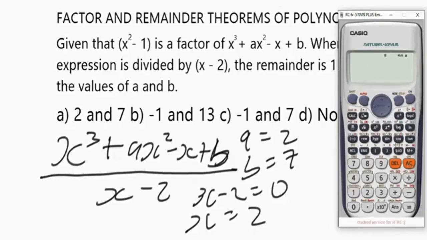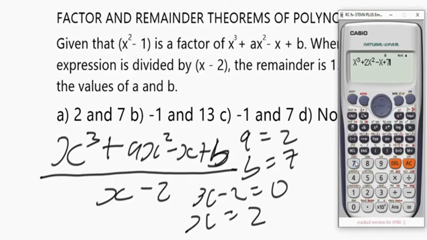So now that we have stored 2 on this calculator, let's use it to evaluate the dividend of the polynomial, which is x cubed. We press Shift, this, and it will come out. Plus, remember we are taking our a to be 2, so we have 2x squared, minus x, plus b. We are taking our b to be 7.